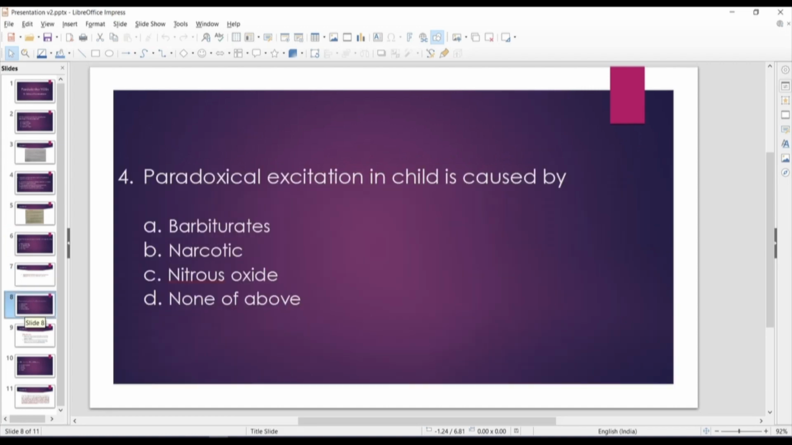Paradoxical excitation in a child is caused by: A, barbiturates, B, narcotics, C, nitrous oxide, D, none of the above. So the answer for this is barbiturates. So what are barbiturates?